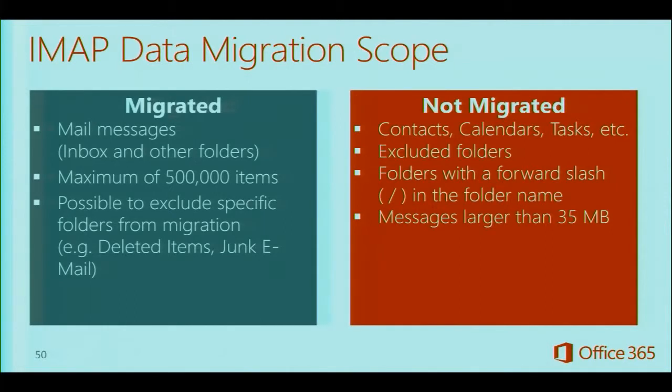Now, what gets migrated? All mail messages get migrated up to a maximum of 500,000 items and a maximum message size of 35 megabytes. You do also have the ability to exclude folders from migration when you are grabbing mail out of the source mailbox. For example, if you didn't want to migrate the deleted items folder or the junk email folder, you can exclude those from that migration process. Again, as I mentioned, contacts, calendar items, tasks, these things are not migrated.